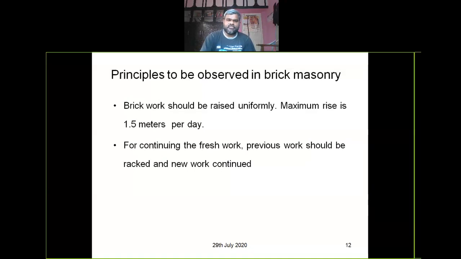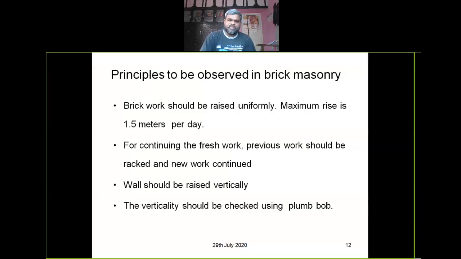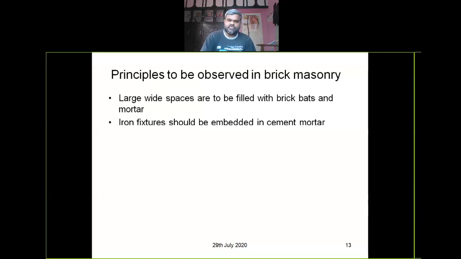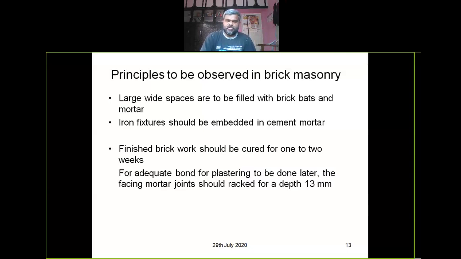For continuing the fresh work, the previous work should be raked and new work continued. Right. Wall should be raised vertically. The verticality should be checked using a plumb bob. Right. And the large wide spaces are to be filled with brick bats and mortar, and iron fixtures should be embedded in cement mortar. Right. Finished brickwork should be cured for 1 to 2 weeks for adequate bond for plastering to be done later.